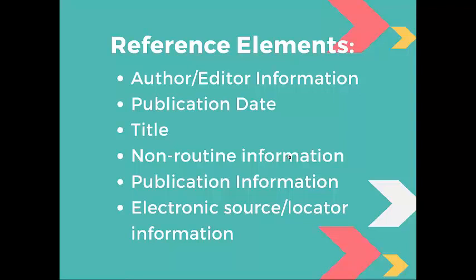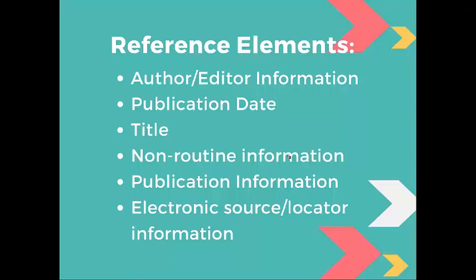The first piece of information you want is that author or editor information. Pretty basic. You just want to determine the author of the source. Sometimes that's a person, sometimes it's multiple people, and sometimes it might be an organization. You want that publication date. That is not the copyright date, that's not the date you accessed it, but you want the publication date. You want the title of the book or the journal or other resource that you're using.